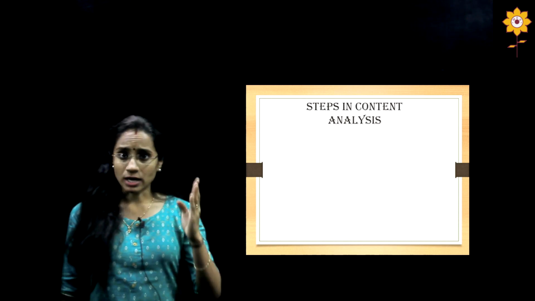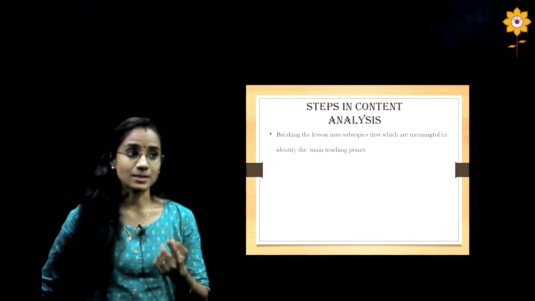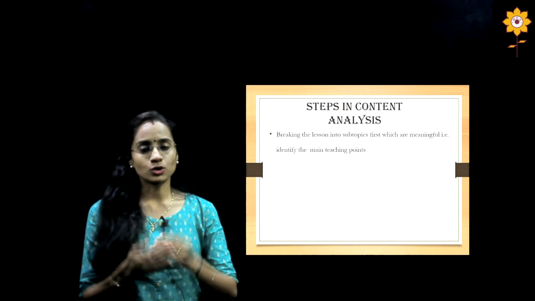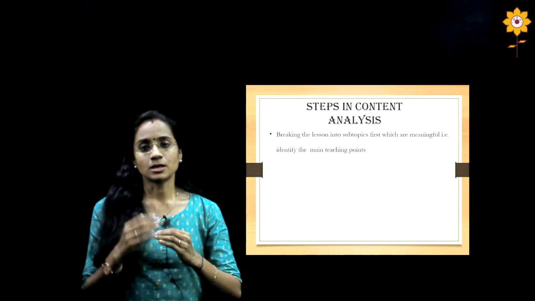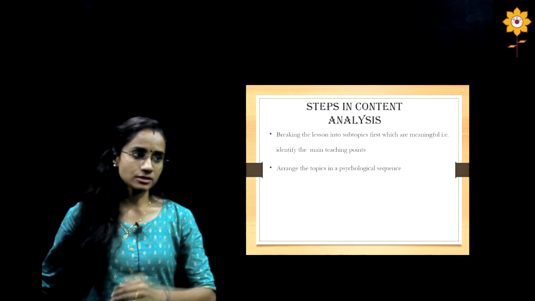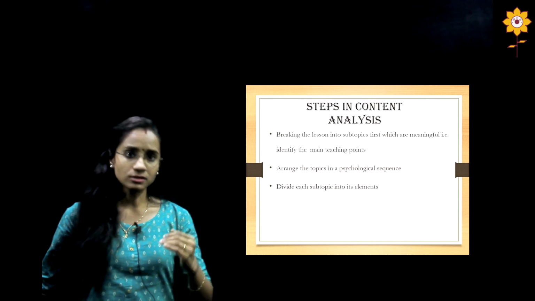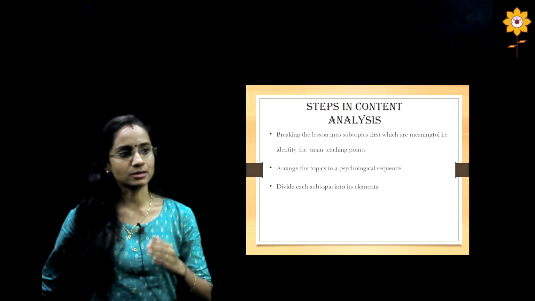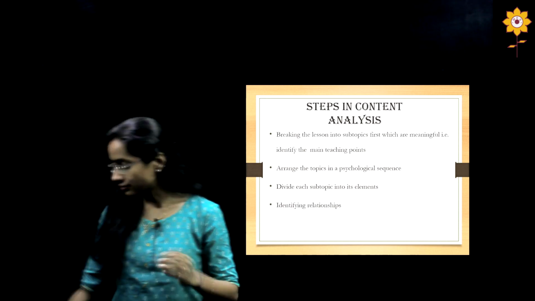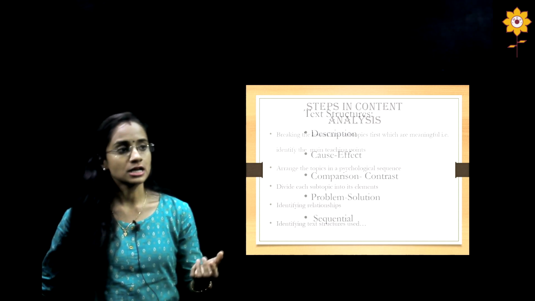Now you understood the objective and also the purpose of doing content analysis. Now let's understand the steps in content analysis. First of all, breaking the lesson into subtopics which are meaningful. So you will identify your teaching points and then break it down into different points. Your teaching points should be identified correctly. Arrange the topics in a psychological sequence so that there is continuity and relevancy, and divide each subtopic into its elements. Here it is also possible to identify the relationship between the topics and identify the text structures that are used.